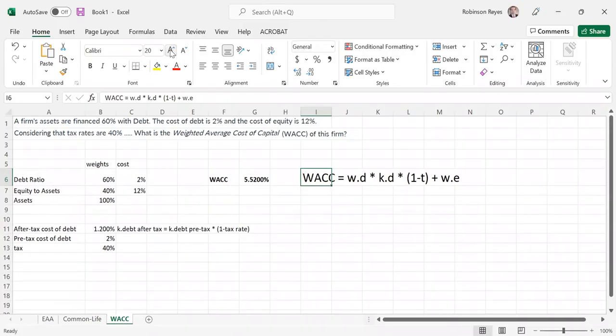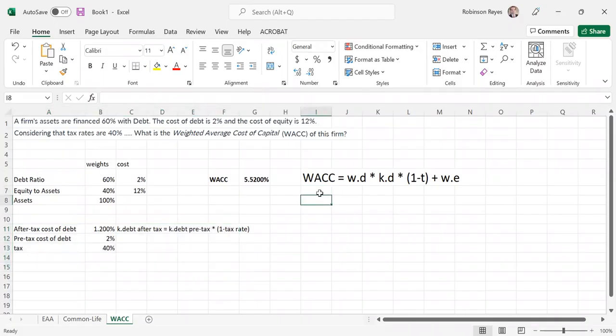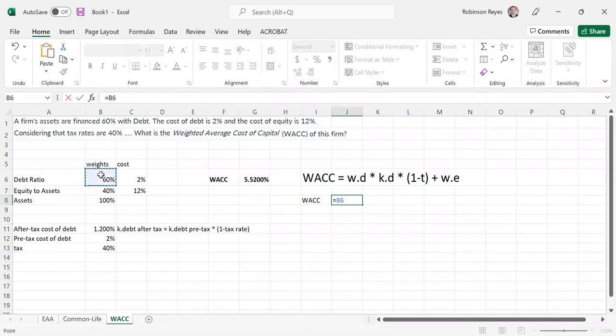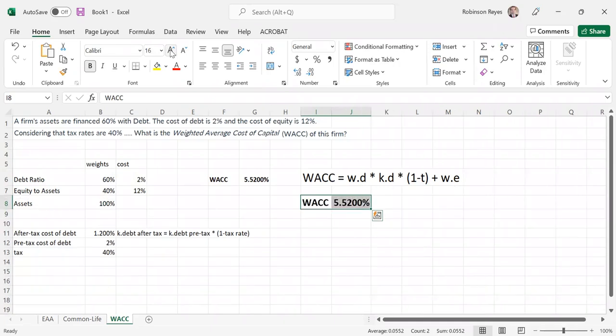And so, instead of having this two-step process where we first calculated the after-tax cost of debt, you can also just directly do weight of debt times the cost of debt times 1 minus the tax rate, plus the weight of equity times the cost of equity, and there we go. It's pretty straightforward, and we have the WACC.